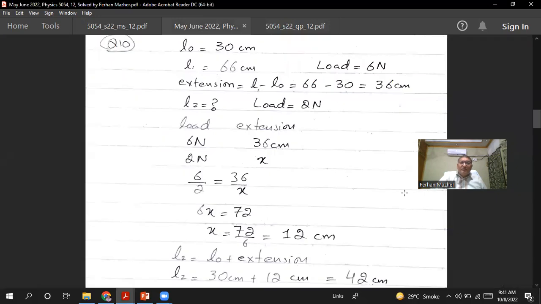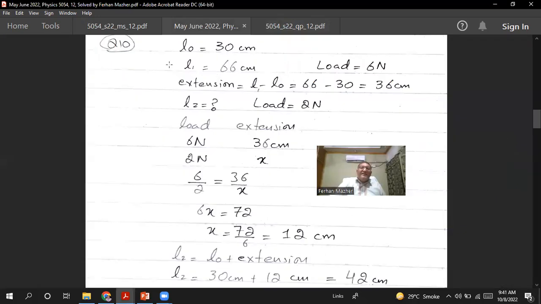Okay, so when the unstretched length is 30 centimeter, and the load is 6 newton, the length has become 66 centimeter. The extension is L1 minus L naught, and that is 66 minus 30. That will be 36 centimeter. Now, the question is, what will be the length when the load is 2 newton?